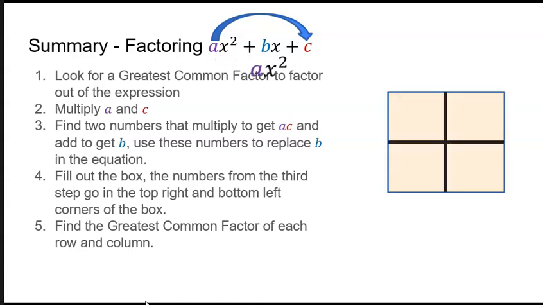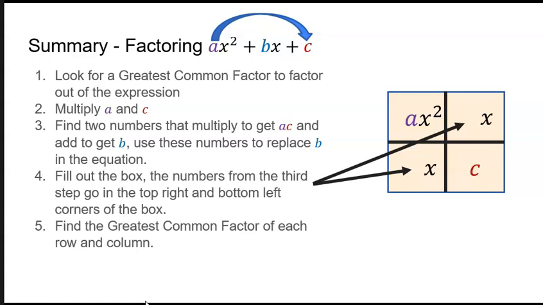The two numbers that you will find will be used to replace b in your expression. Now fill out your box. The two numbers that you found in step 3 will go in the upper right and lower left corners of your box. And then finally, find the greatest common factor of each row and column. Write these values on the top and left side of your box. These expressions that represent the width and length of your box are the factors of your quadratic expression.